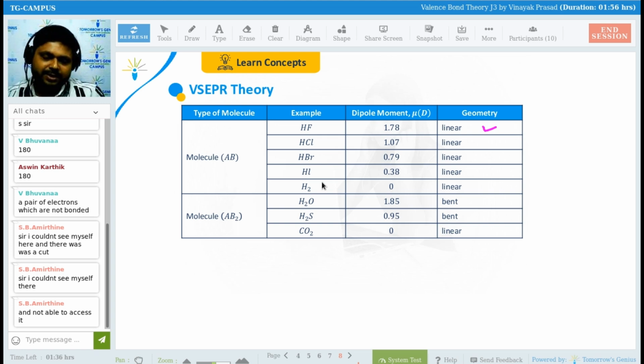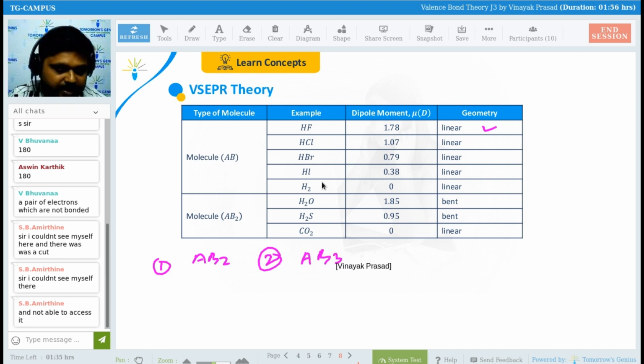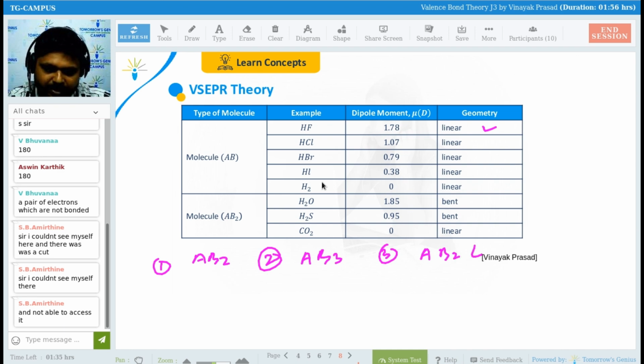But I am going to make you write something. Please have your notebook in front of you and start writing this first. First of all, we'll be seeing the AB2 type, their shape, their geometry, and their hybridization as well. AB2 type, first one is this. Then AB3 type. Then AB2 with E2 or E1. I will be seeing E1 first.